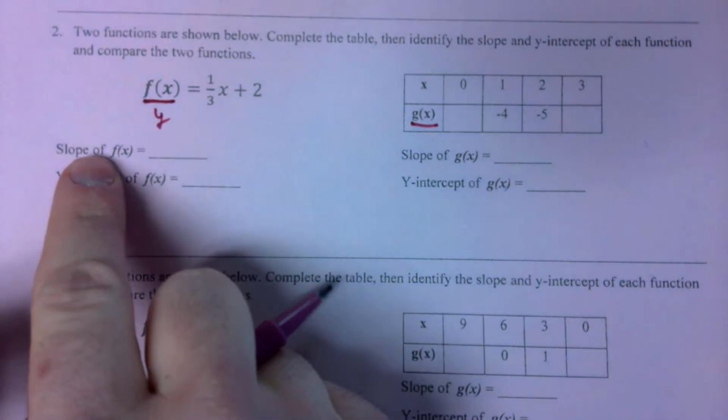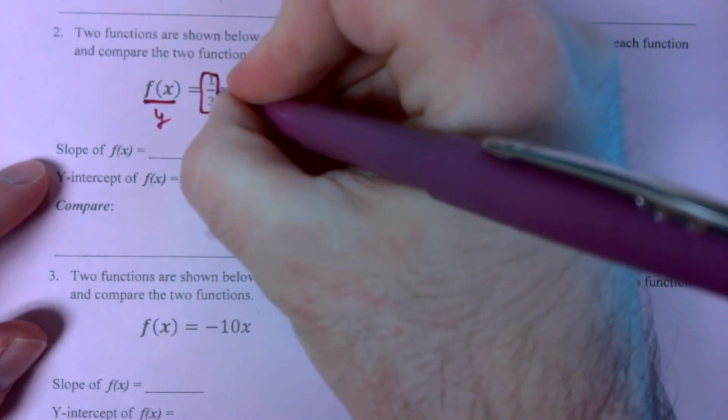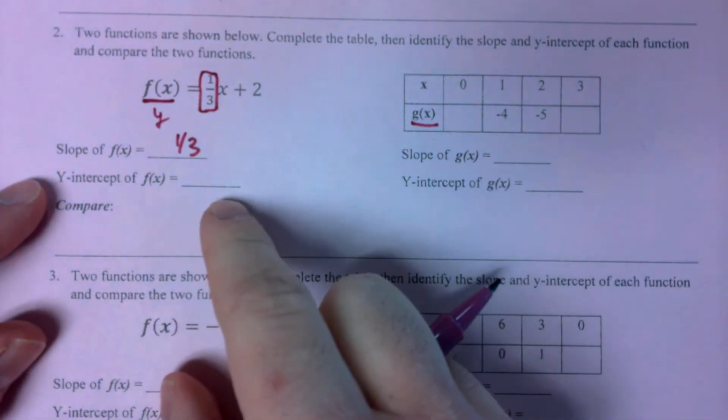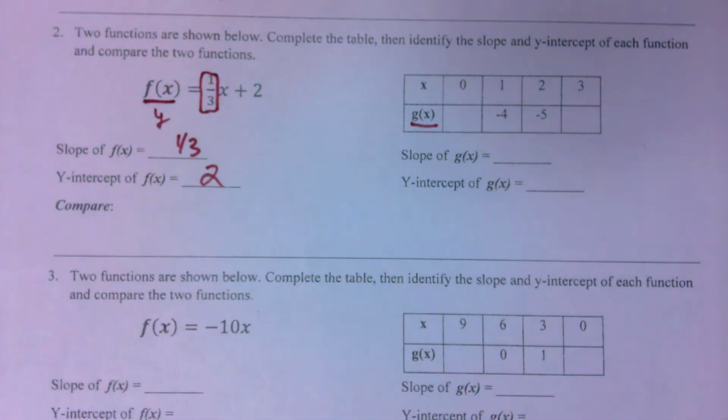What's the slope of f of x, Azalea? 1 over 3, right? It's the number right in front of x. That's always going to be our slope. What's our y-intercept, everybody? 2. Thank you. We're going to wait right there on that one.